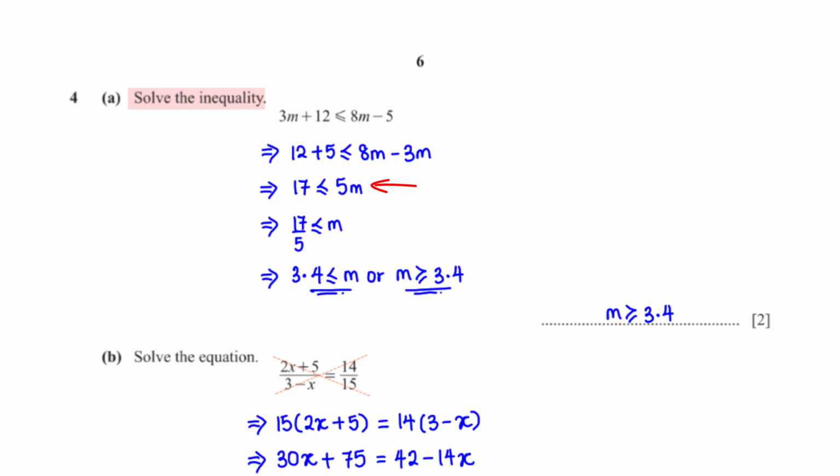When we divide both sides of the inequality by 5, this is what we get. 17 over 5 in decimal is 3.4. So we have 3.4 is less than or equal to m, which is the same as saying m is greater than or equal to 3.4.